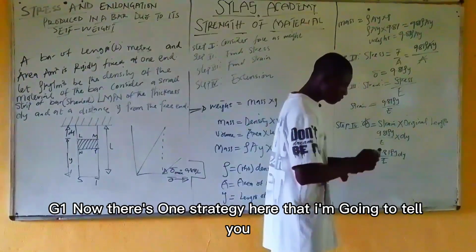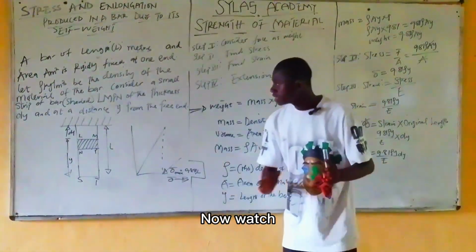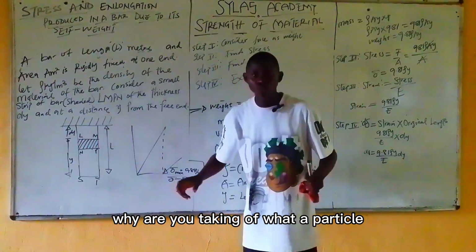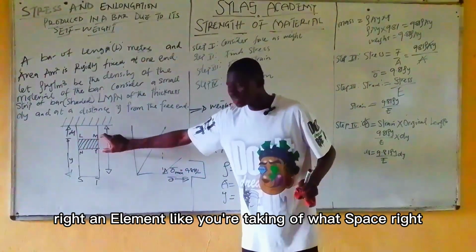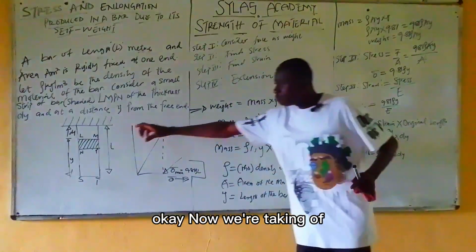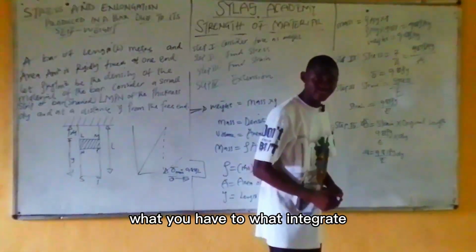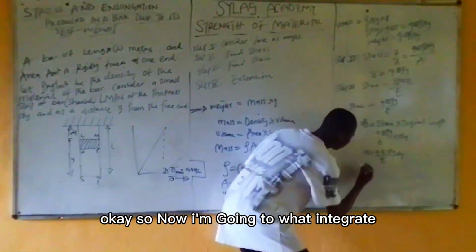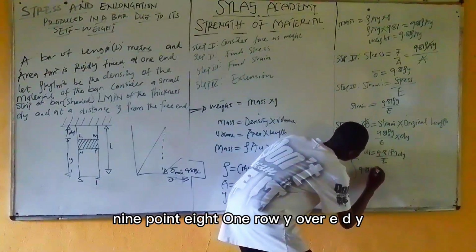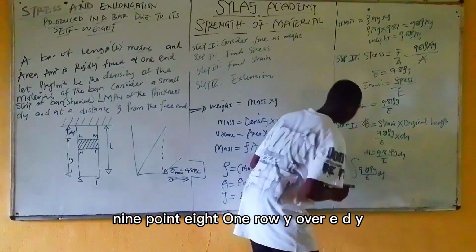Now, there's one strategic thing I'm going to tell you. You are talking of distance y, and you are talking of a particle, an element, in space, right? When you are talking of picking something out of something in this calculation, you have to integrate. So now you are going to integrate 9.81 rho y over E dy.